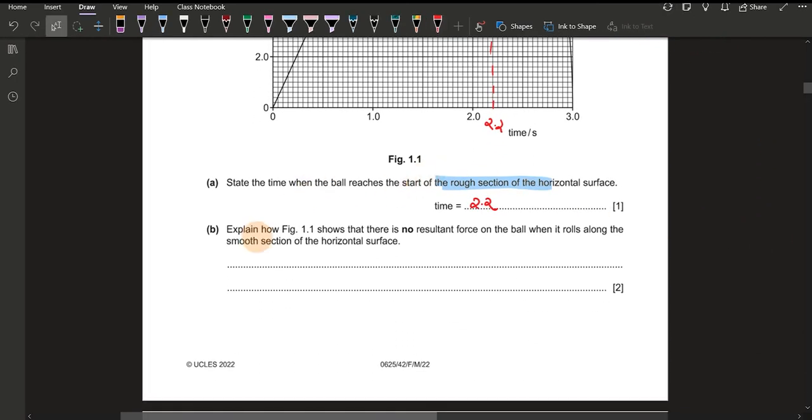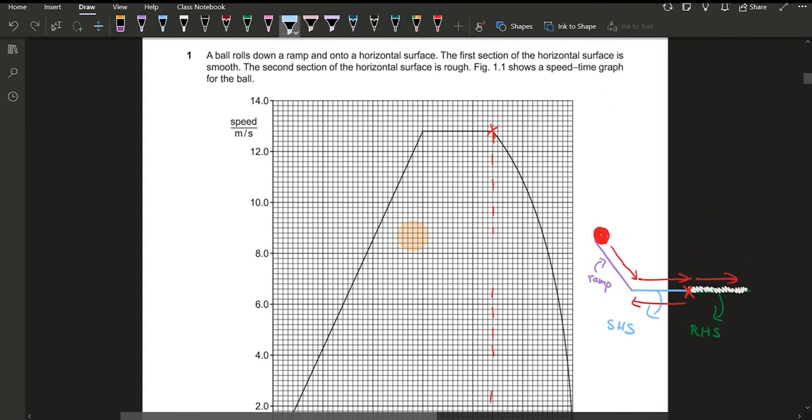Now moving on to part B. Part B says, explain how figure 1.1 shows that there is no resultant force on the ball when it rolls along the smooth section of the horizontal surface. So what is the formula for resultant force? Resultant force is equal to ma. And how do you find acceleration from the speed-time graph? It's the gradient of the line.